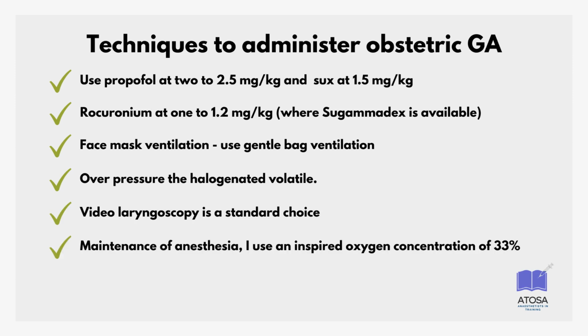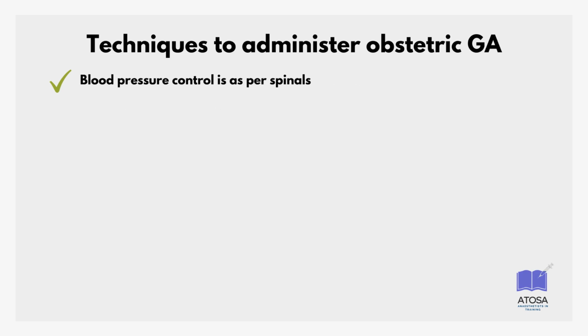For maintenance of anesthesia, I use an inspired oxygen concentration of 33%, with nitrous oxide making up the rest. My halogenated volatile, I keep at a MAC of 0.5. Blood pressure control is as per spinals. It's often less of an issue in general anesthetic, but it is an issue to consider. You must avoid hypotension. Keep the systolic blood pressure or MAP target within 10 to 15% of baseline, using phenylephrine or ephedrine or fluid boluses as clinically indicated.